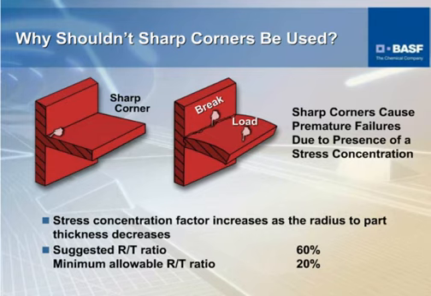So if you can put a radius on there, you're going to increase the strength significantly. And the suggested radius that we'll see here shortly is 50 to 60% of the wall thickness. And the minimum you should do is 20%. And we'll show you on the next slide exactly why that is.